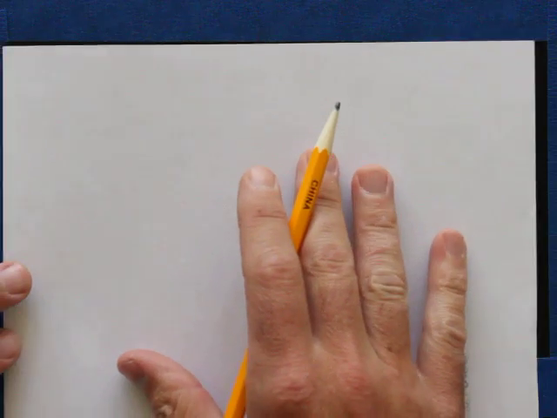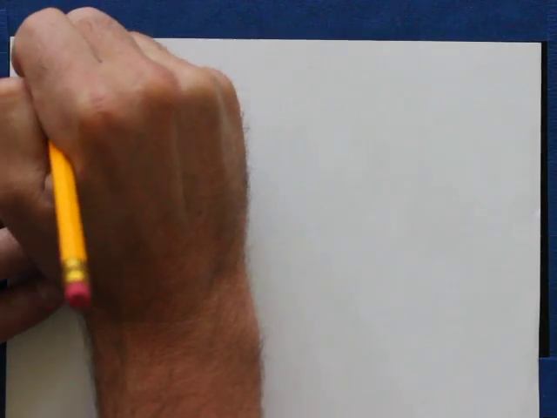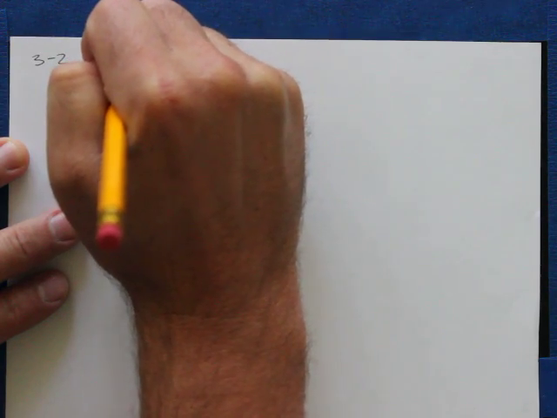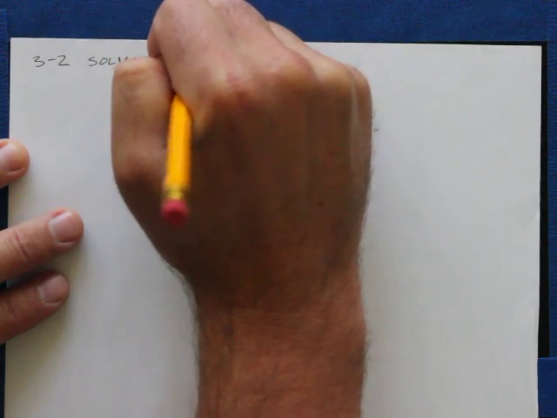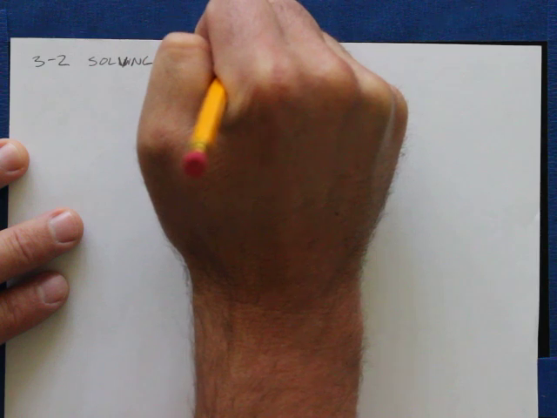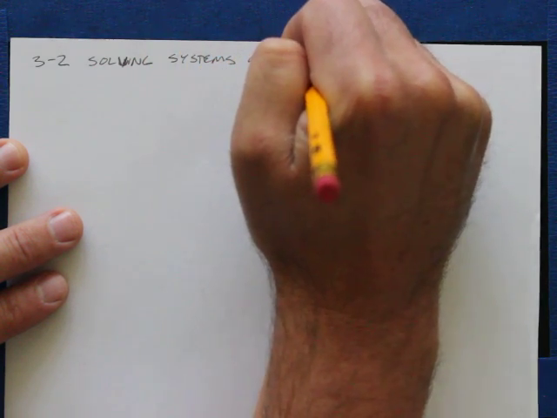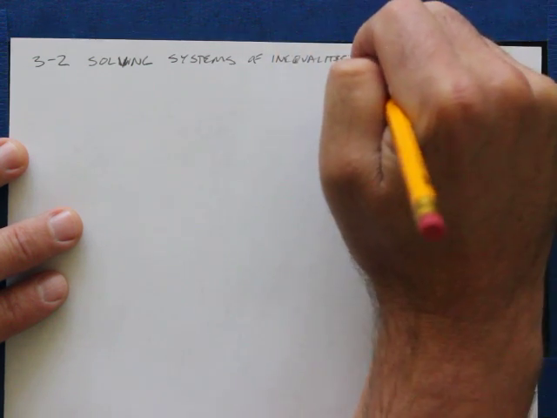Algebra 2, 3-2, solving systems of inequalities by graphing. So last time we solved systems of equations. Now we're solving systems of inequalities. And we're doing that by graphing.